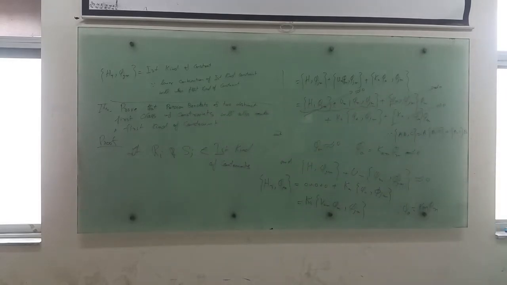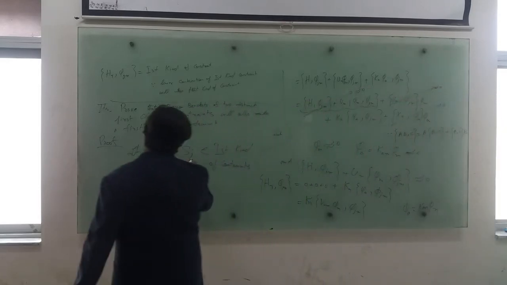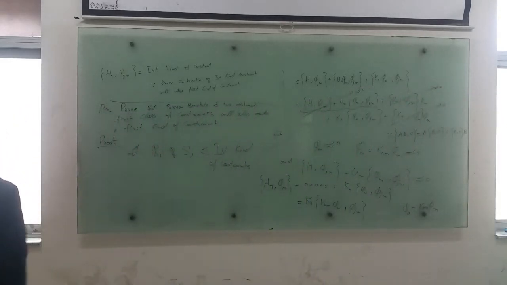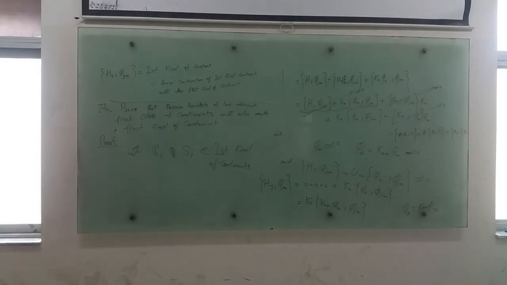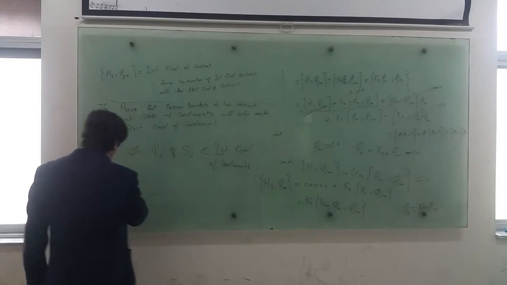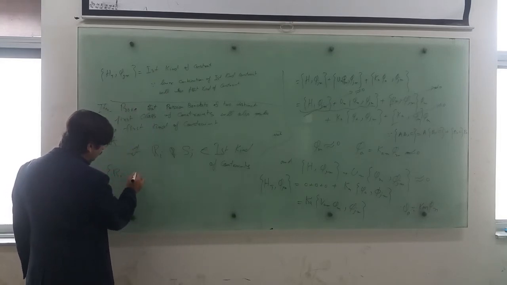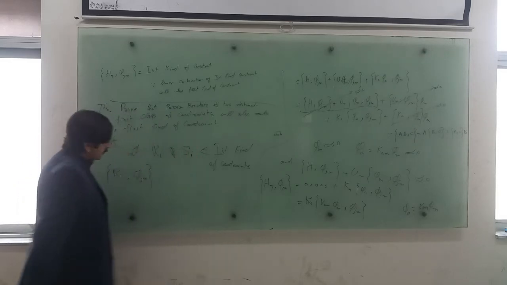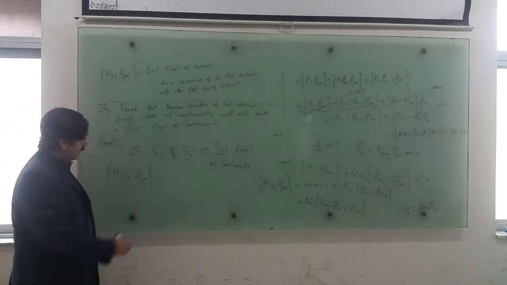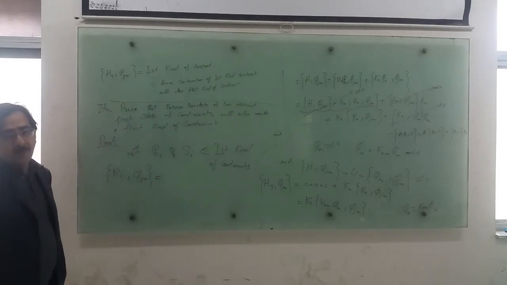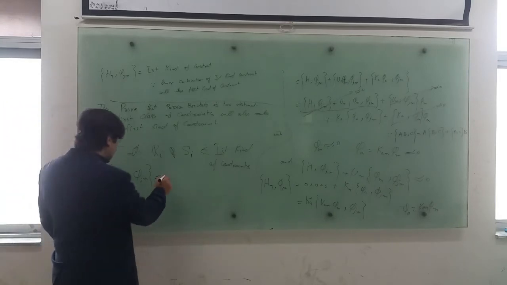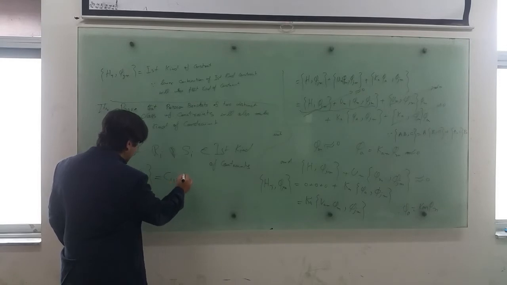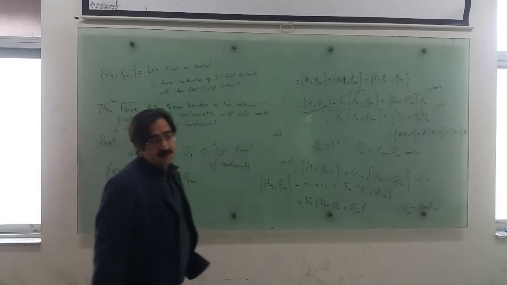Let's suppose that there exist two first kind of constraints, that is Ri and Sj. So if they are first kind of constraints according to the definition, then Ri with phi j m, if this is a first kind of constraint, should be equal to a linear combination c ij k phi k m.